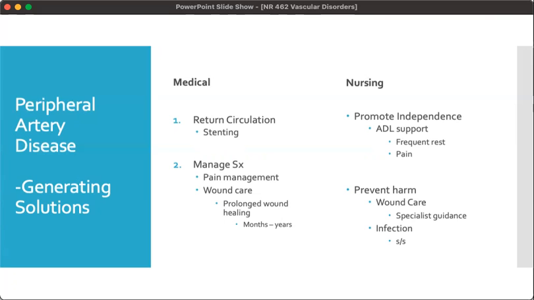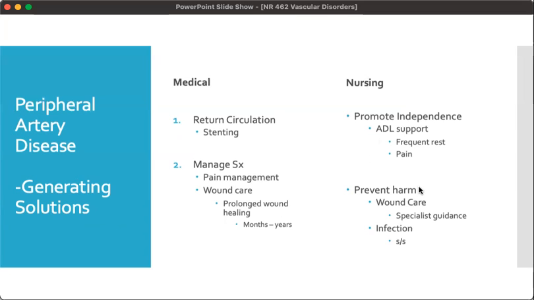Because we do know that intermittent claudication pain means their pain will get worse with activity, but it can improve or subside if they rest a little bit while they're being active. So that's one of the big ways that we can support patients, is through that rest. Then we want to prevent harm.